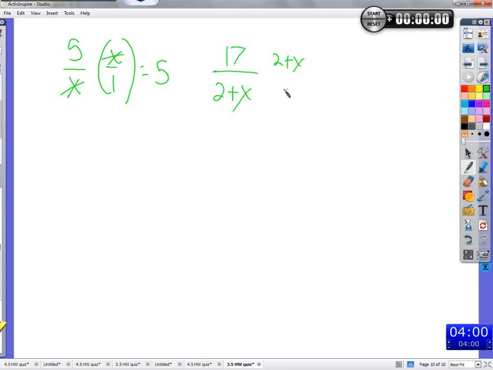This by 2 plus x. What's left? 17. Because we get 2 plus x divided by 2 plus x, a number divided by itself, just like 8 divided by 8 or negative 5 divided by negative 5. Okay. So 2 plus x divided by 2 plus x is 1. This is 1. This is 1. 17 times 1 divided by 1 is 17.